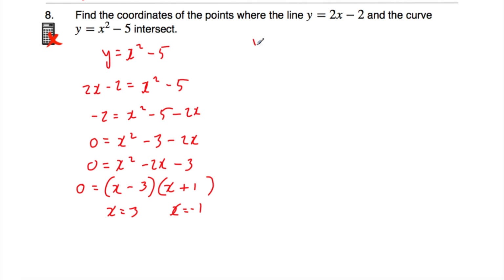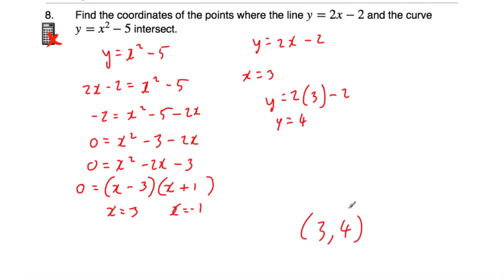And remember that y is equal to 2x minus 2. So we're just going to substitute in 3, and we're also going to substitute in minus 1, and that'll tell us our values for y. So whenever x equals 3, we're going to have y is equal to 2 times 3, and then minus 2. 2 times 3 is 6, minus 2 would be 4, so y equals 4. So that's our first point. We've got the point 3, 4.